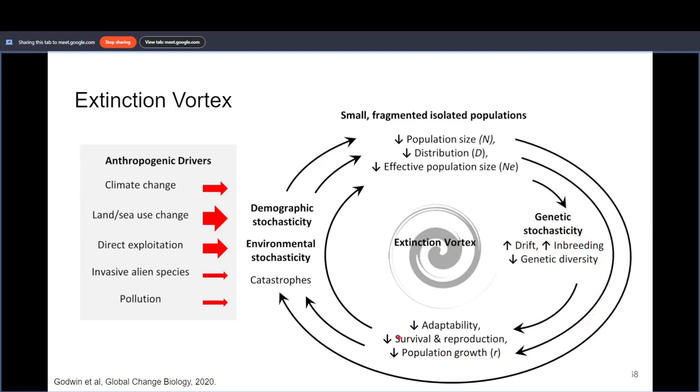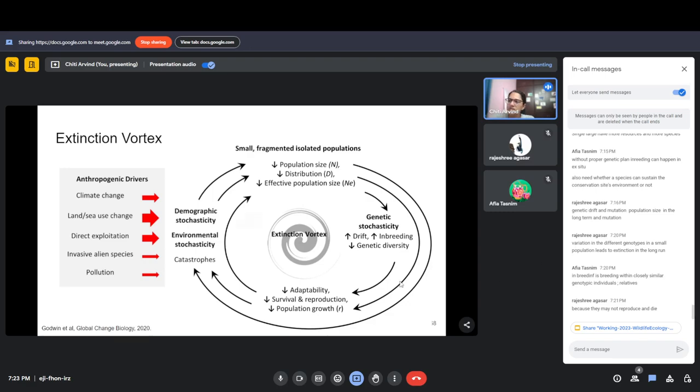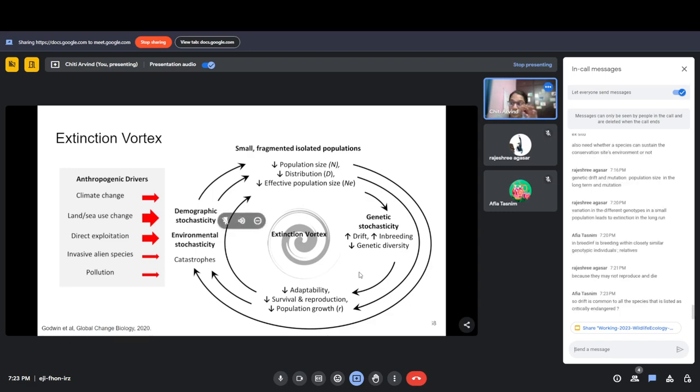Now this ultimately leads to lower adaptability. They are not able to adapt to their environment, which in turn leads to low survival and reproduction. They don't survive for long, and then that leads to slower population growth rate, right? So their populations are not at all increasing. And this, when again subjected to demographic and environmental stochasticity, it leads to a downward spiral loop, right? So I hope in an overall picture, this extinction vortex is clear.